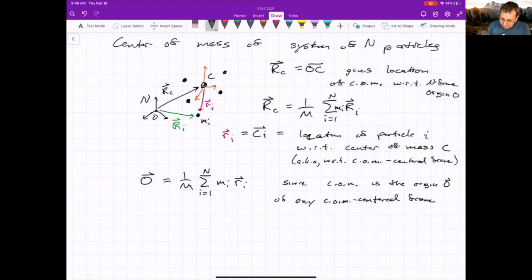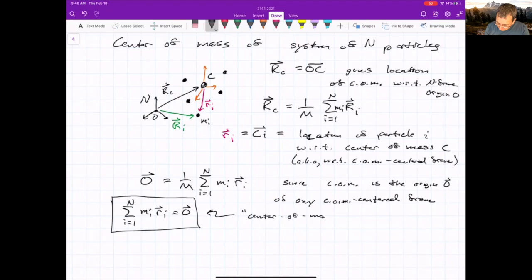And so this 1 over big M out in front doesn't mean anything. So we might just write this, sum from 1 to N, m_i r_i equals 0. This is useful. This is important enough that I'll give it a name, even though the book doesn't. I'll call this the center of mass corollary. Hopefully I spelled corollary the right way. It just means if you measure where the center of mass is with respect to the center of mass, you get the 0 vector. You get the origin. So it's equivalent to, this is the origin of some frame centered at the center of mass.